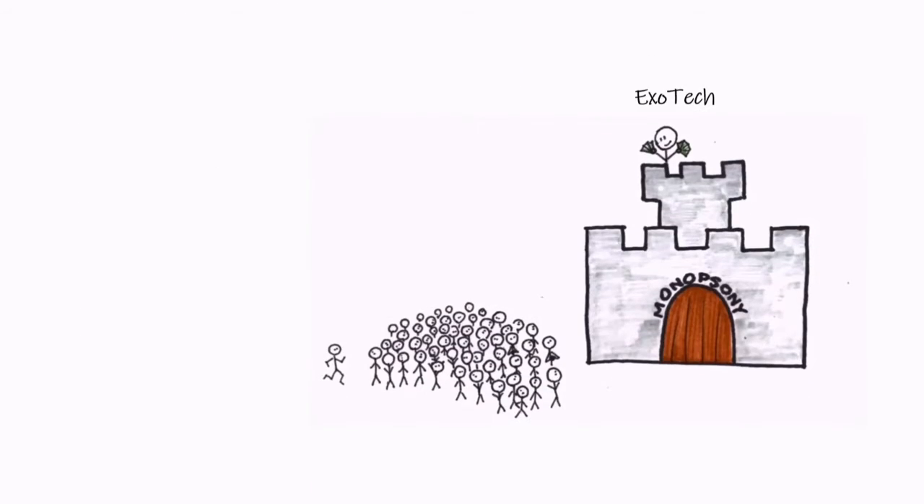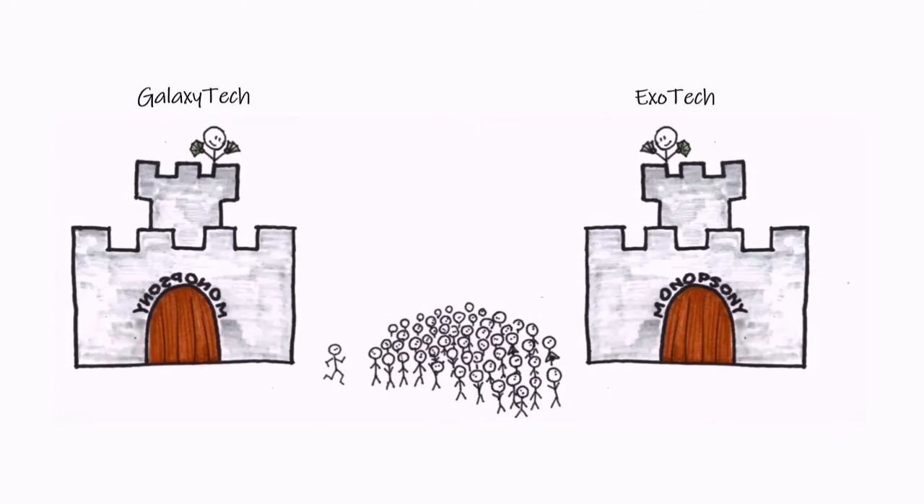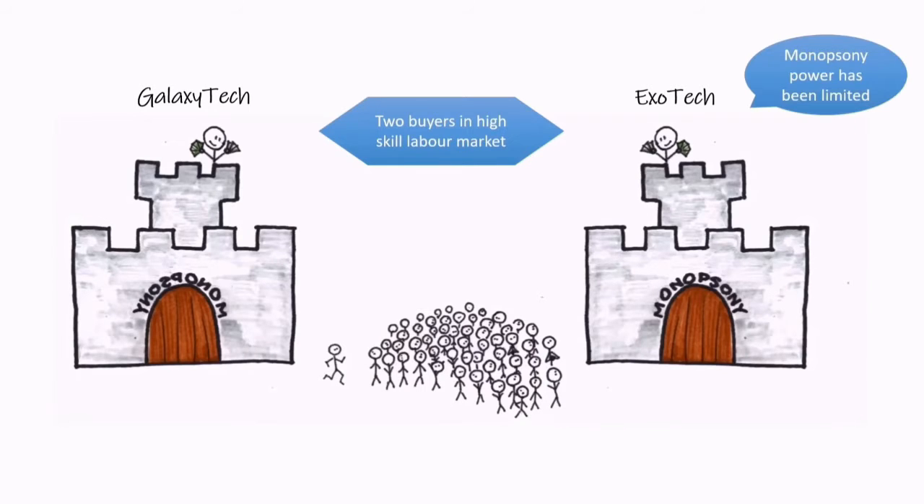After that, a firm called Galaxy Tech has entered the labor market. Galaxy Tech is hiring workers similar to Exotech and also produces products similar to Exotech's, which are monopolized. Now, there are two buyers in the labor market. Exotech might not have pure monopsony power now, but rather limited monopsony power.